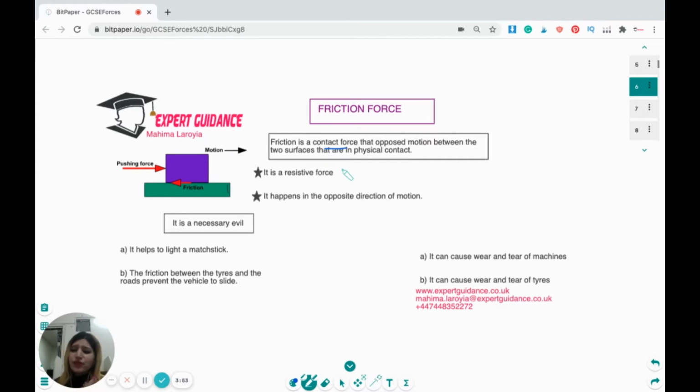Now, is friction bad? Well, not necessarily. It's a necessary evil. Friction is bad in most of the cases. It causes wear and tear of the machines.